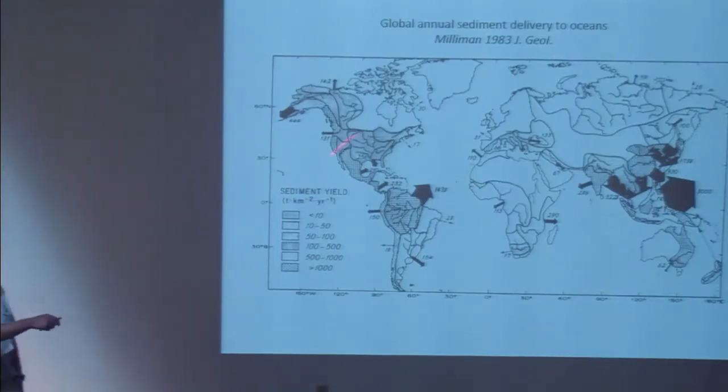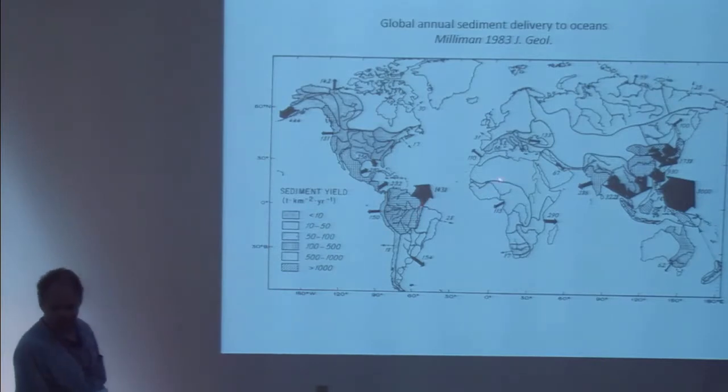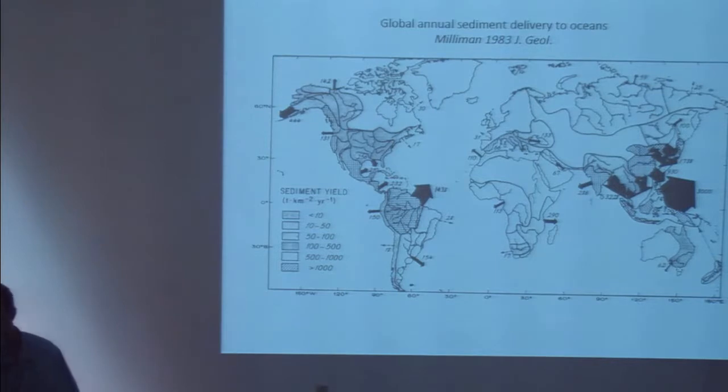So here's the global. This is just a super classic paper that John Milliman wrote. Now this is 30 years ago. Geez, I was an undergraduate or something. But anyway, so sediment fluxes. They're huge off of Oceania, off of Southeast Asia and the Himalayas. They're kind of significant off of parts of Alaska. They're pretty good off of South America because the Orinoco and the Amazon are basically the two biggest rivers.